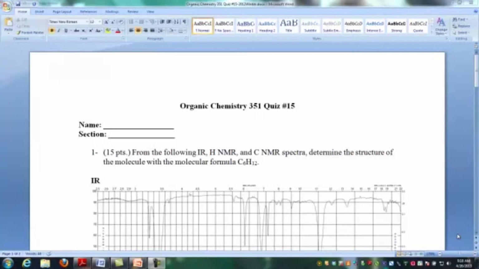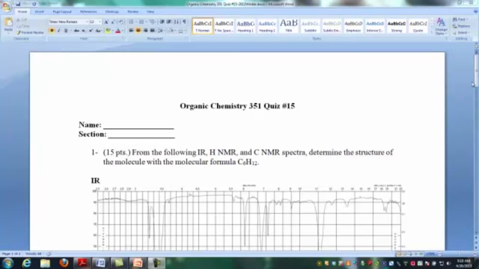What I'm going to do with you students right now is go over an old quiz I gave in winter 2012. This is quiz 15. It's a spectroscopy quiz, and I just want to go over it to make sure that as you are studying, you know what to look for and how to look for it.